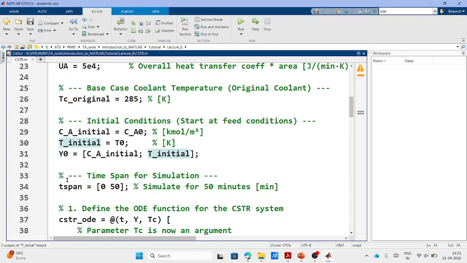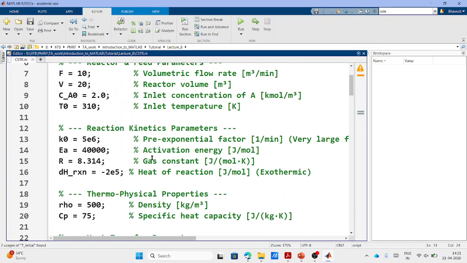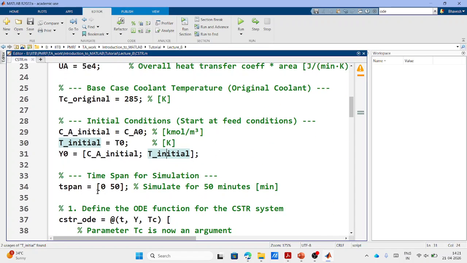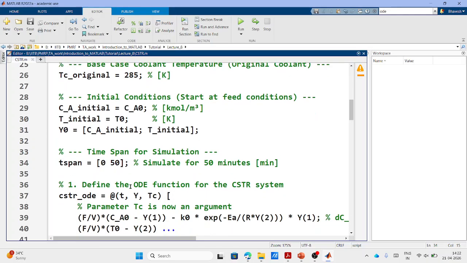Let's say the time span you have to decide. Right now I have considered that it's a first order reaction and K0 is very high, so I am selecting a time span of 0 to 50. Why exactly this time span? I will come to that when we run the simulation, then you will understand. But basically it's decided based on where you will reach the steady state.